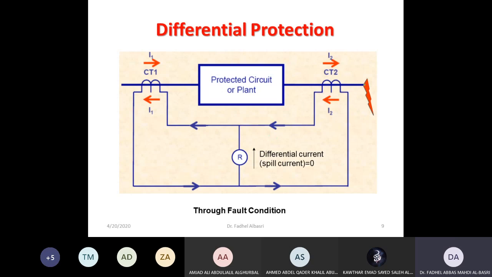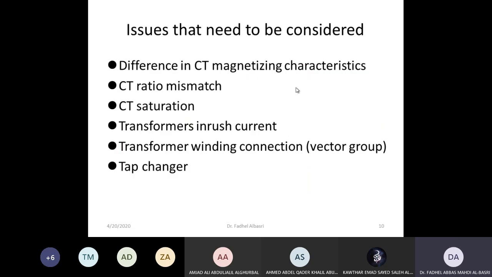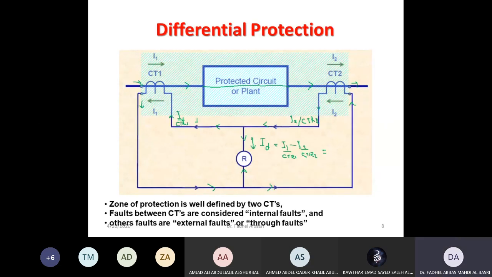Now for external faults, as I mentioned, these two currents are still the same. This current and that current are still the same, so the differential current is 0. Differential current is also sometimes called spill current. When internal faults happen, I1 will equal I fault plus I2, and as a result, the differential is not equal to 0.